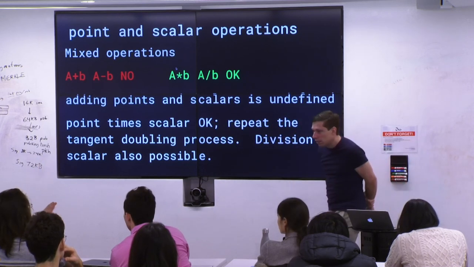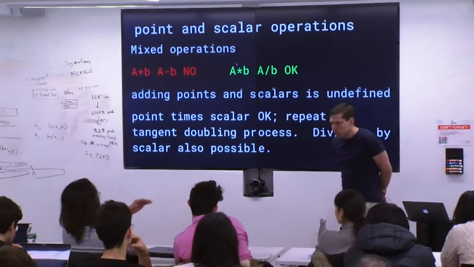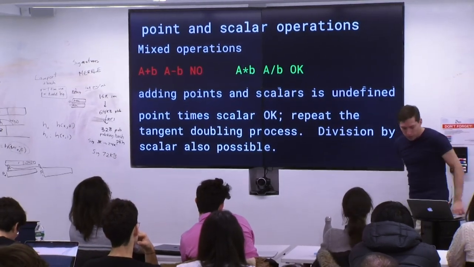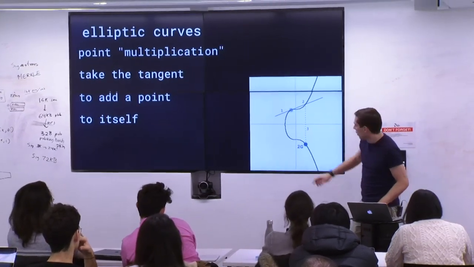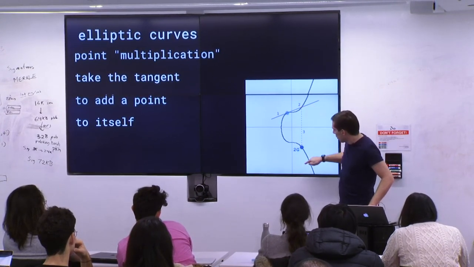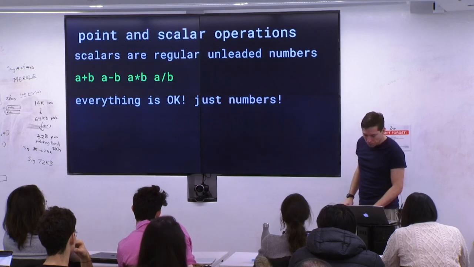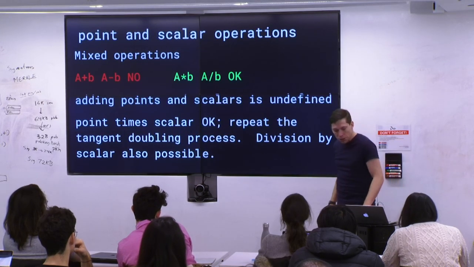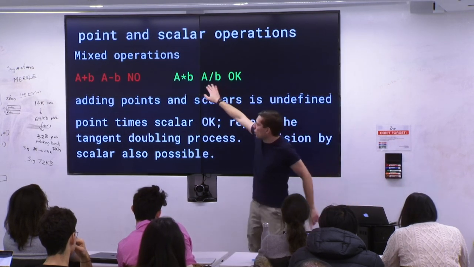So 2A is basically like drawing the tangent through A? Yep, 2A. So that was here. If this is G, this is 2G. Find the tangent, find the intersection, and then negate. Okay, so you can do that. That's cool. You cannot do that.